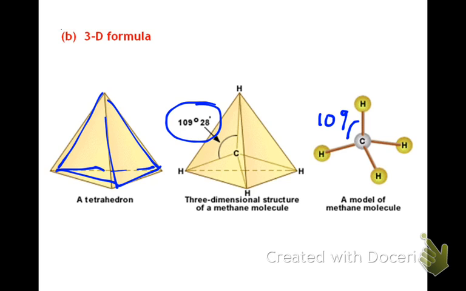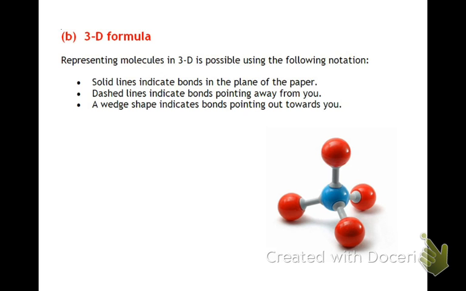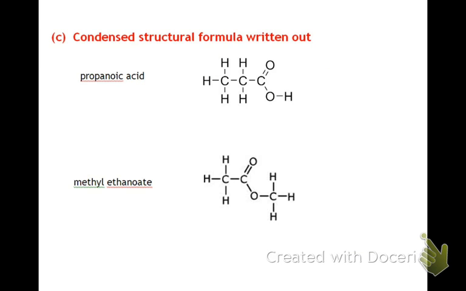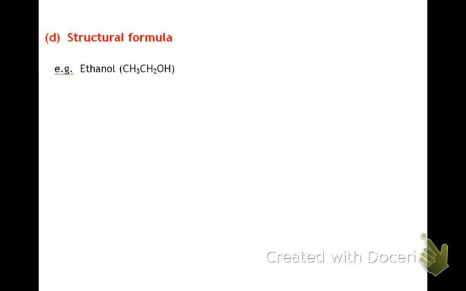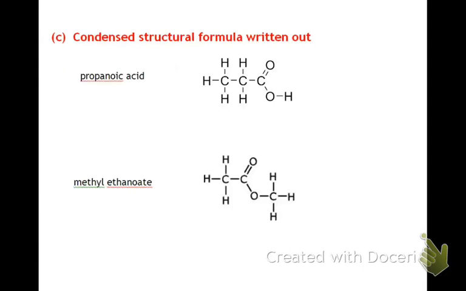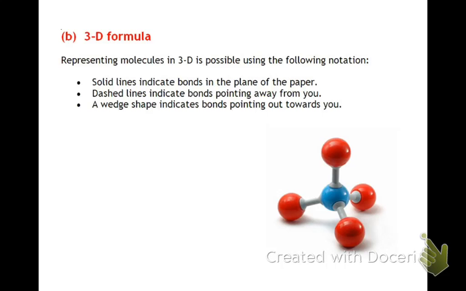So the issue that we have is when you're trying to represent this 3-dimensionality on paper, it's quite hard to do. So we've got a little way of doing that, and in your notes you'll see that we indicate solid lines as, whoops, let's just go back. Sorry. Oh dear, let's get back to the right slide. Okay, here we go. We indicate solid lines to show bonds that are in the plane of the paper.